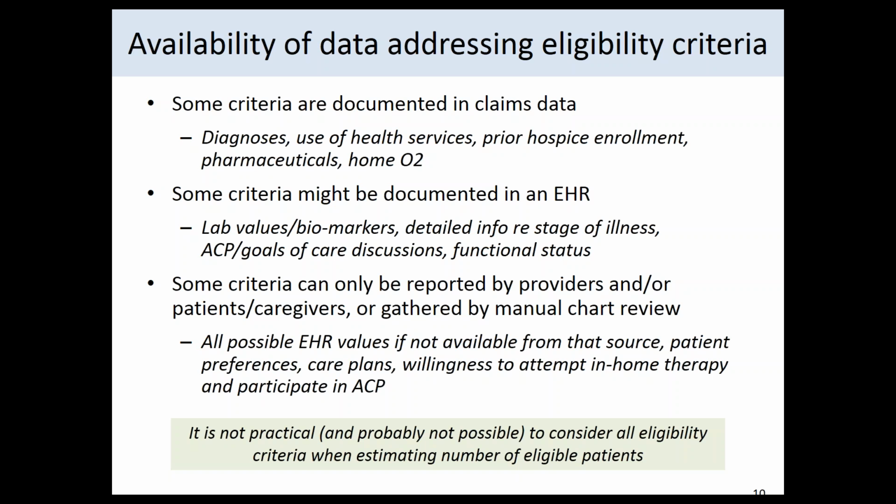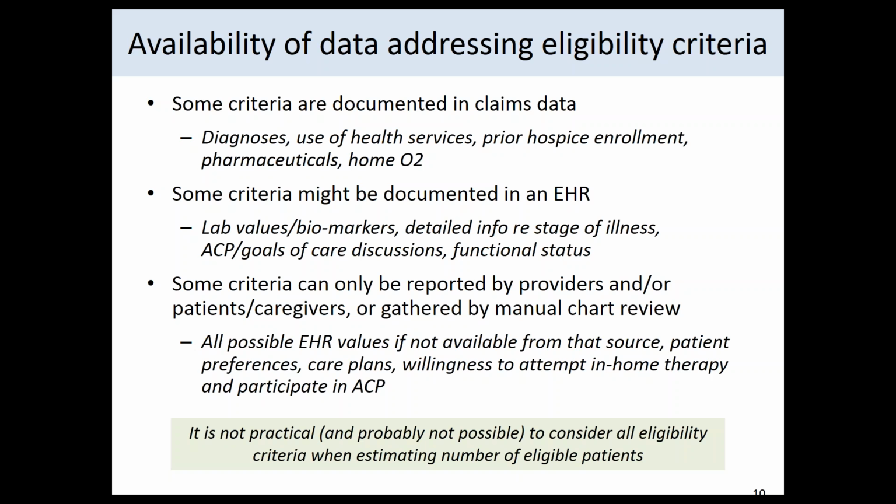Even so, even if you have the world's best EHR and you have access to comprehensive and accurate claims data, some of the criteria that are listed can only be reported by providers or patients and caregivers or gathered by manual chart review, which I would hope that none of you would take on as a task. So all of those items that we listed as possibly available in an EHR, a lot of those just wouldn't be available unless you call and ask or have somebody look up the patient's chart, if you happen to, say, be in a health plan where you don't have access to a detailed medical record, or if you're working in a system that doesn't have that comprehensive of an EHR.